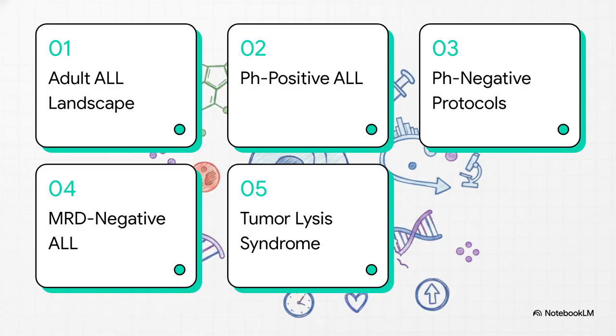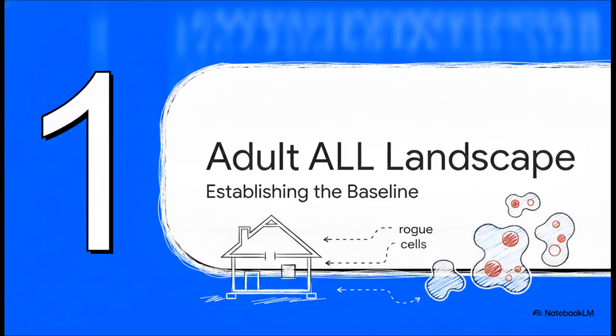Here's our roadmap. We'll be conquering 5 critical decision-making nodes today. First, the adult ALL landscape. Second, tackling Ph-positive ALL. Third, navigating Ph-negative protocols. Fourth, the MRD-negative game changer. And finally, managing a high-stakes tumor lysis syndrome scenario. So let's kick things off with Section 1, the adult ALL landscape and establishing our baseline.